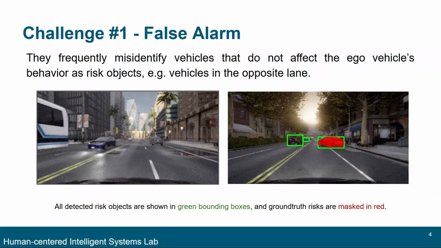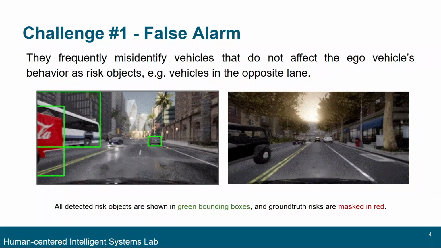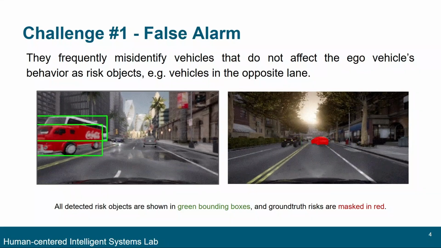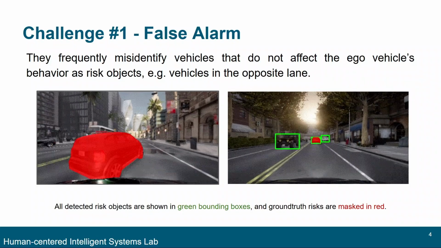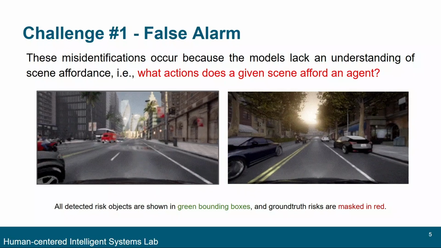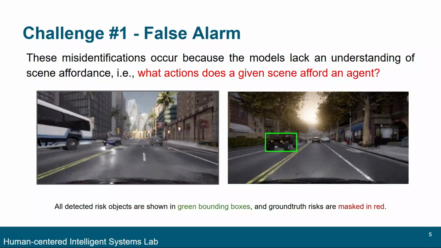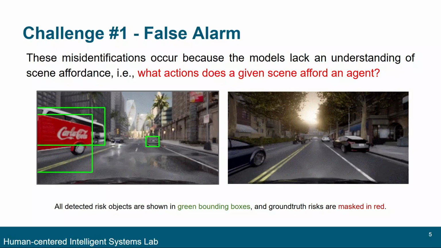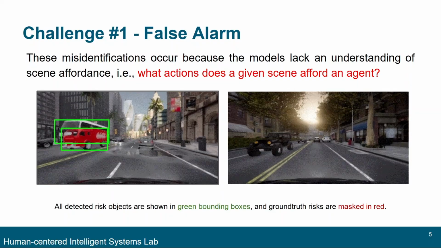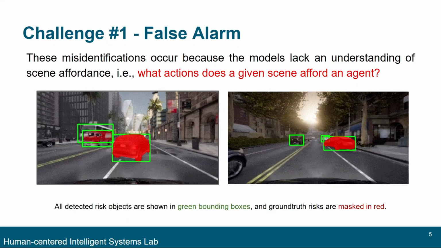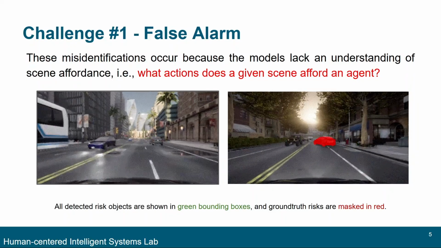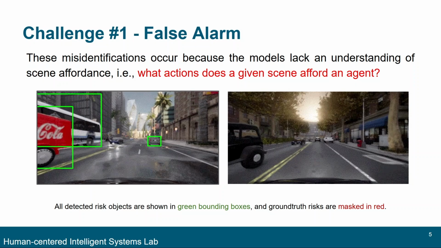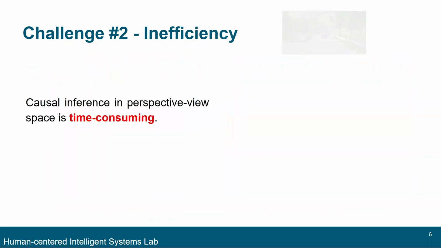Specifically, existing methods often misidentify vehicles that do not affect the ego-vehicle's behavior as risk objects, such as vehicles in the opposite lane, resulting in numerous false alarms. The root cause of these misidentifications lies in the model's lack of understanding of scene affordance. In other words, what actions does a given scene afford an agent? For instance, in this case, existing methods can identify that there is a vehicle, but they fail to recognize that it is positioned behind the opposite lane.